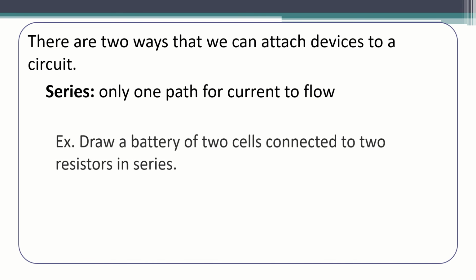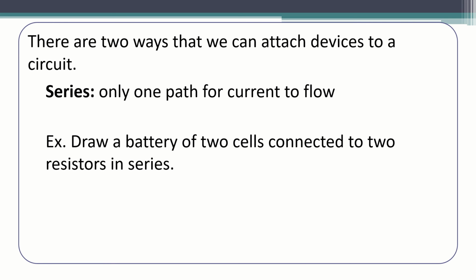Now, as I mentioned, we're going to be looking at how we can connect devices or elements to our circuit. One of the ways is to connect elements in series, which will produce only one path for the current to flow. So in this case, it's asking us to draw a battery of 2 cells connected to 2 resistors in series. So let's say we draw a battery right here. Negative side, negative, positive. So we have 2 cells.